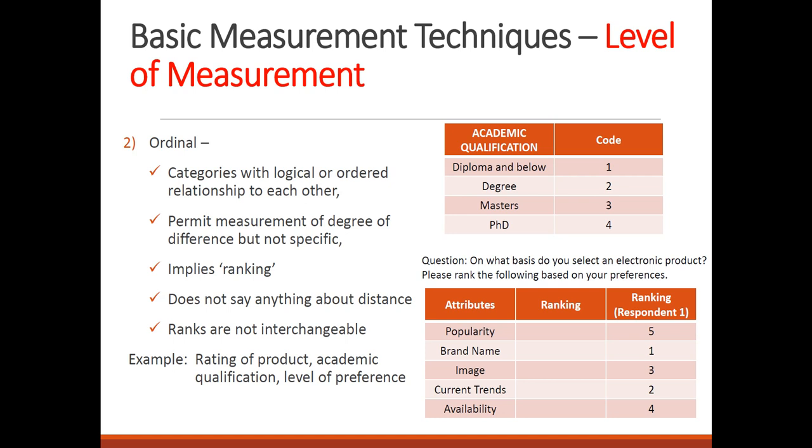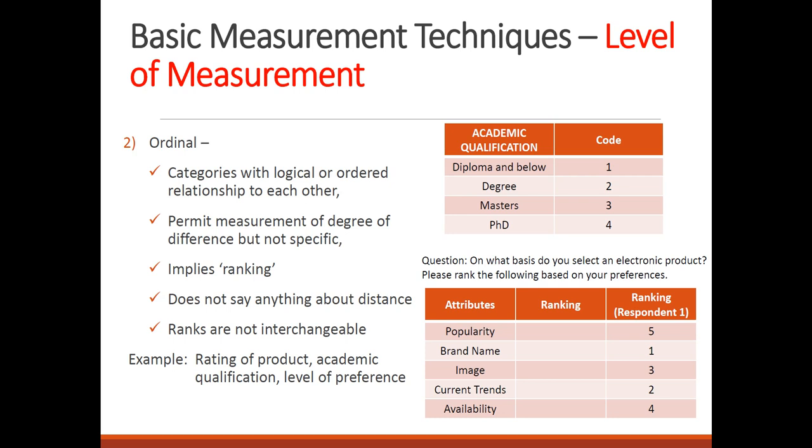Okay, so for example, rating of product, question, level of preference. For example, this one, popularity. This one is another ranking. This is another way that you can ask a question. The one just now, where you just choose once, is what we call a single choice. So you just choose. Okay, this one.